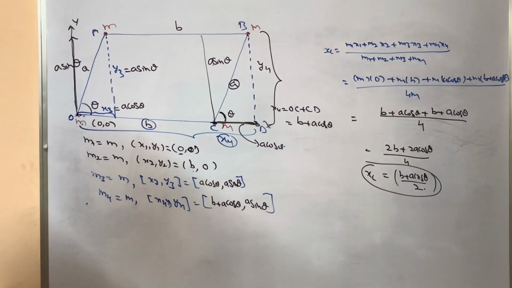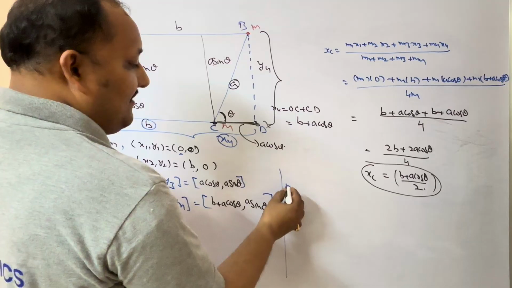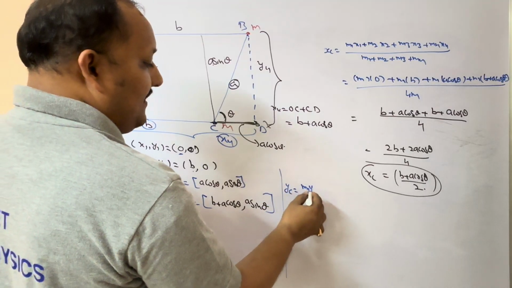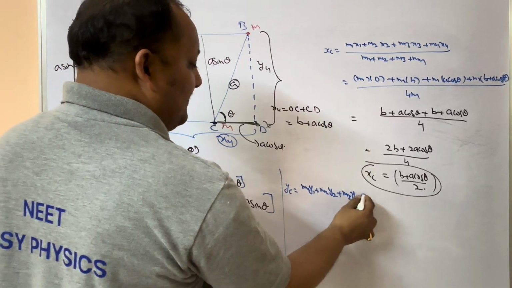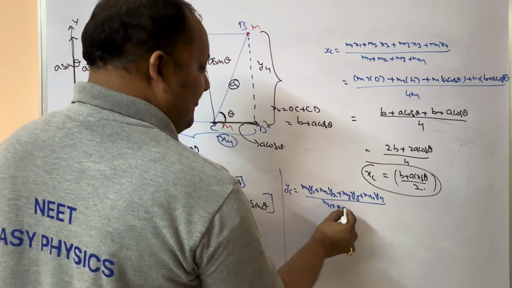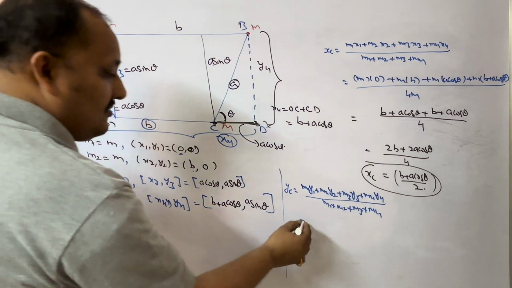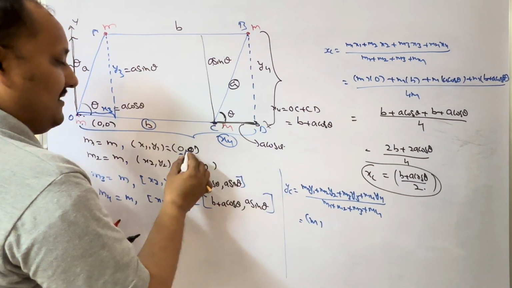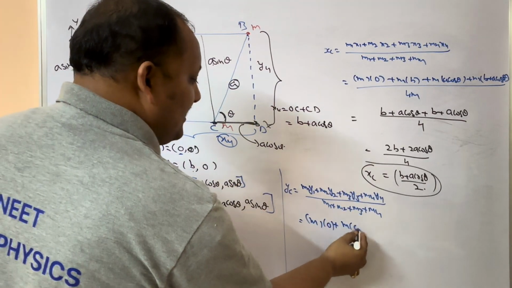Now what is yc? If you want to calculate yc, what is the formula for yc? yc is equal to m1 y1 plus m2 y2 plus m3 y3 plus m4 y4 divided by m1 plus m2 plus m3 plus m4. So m into y1, which is 0, plus m into y2.